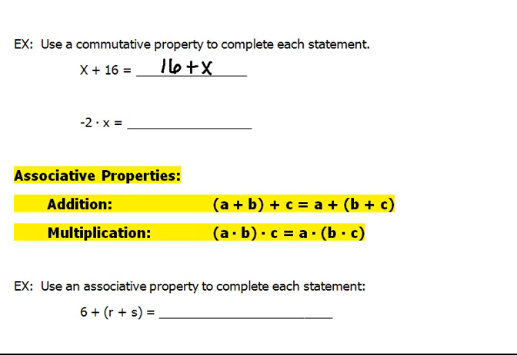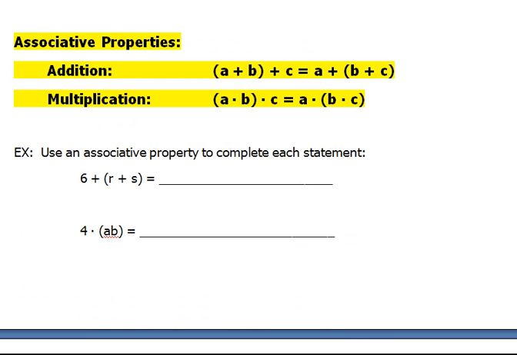Now the next one says negative 2 times x. We also have the commutative property for multiplication that says we can multiply in any order we want to. So we could rearrange the order and say x times negative 2 would be the exact same thing.